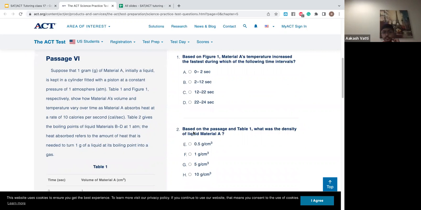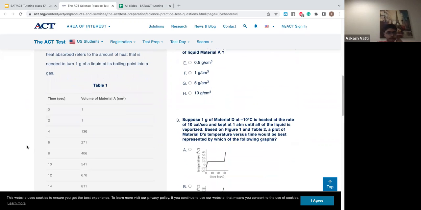So suppose that 1 gram of material A, initially a liquid, is kept in a cylinder filled with a piston at a constant pressure of 1 atmosphere, which is ATM. Table 1 and figure 1, respectively, show how material A's volume and temperature vary over time as material A absorbs heat at a rate of 10 calories per second, cal over second. Table 2 gives the boiling points of liquid materials B through D at 1 atm. The heat absorbed refers to the amount of heat that is needed to turn 1 G of a liquid at its boiling point into a gas. So you have table 1, which gives you the time in seconds and the volume of material A.